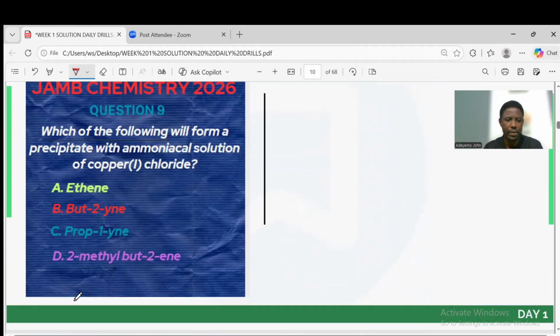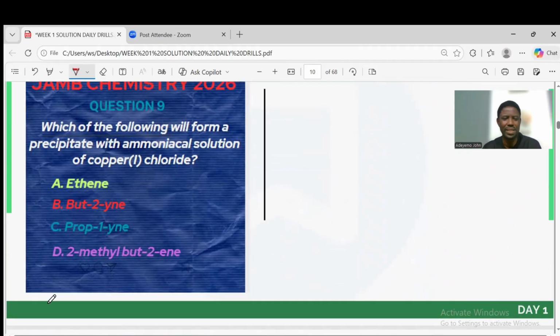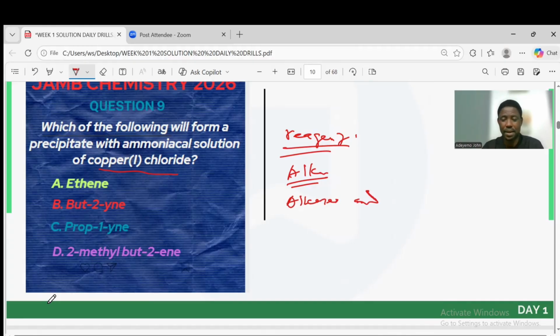So number 9. Which of the following will form a precipitate with ammoniacal solution of copper 1 chloride? This particular ammoniacal solution of copper 1 chloride is a very important reagent. When we talk about alkanes, they basically undergo substitution reaction and combustion. They don't undergo addition reaction because they are saturated. But alkenes and alkynes are always together. Do you understand that language of mine? I say alkenes and alkynes.